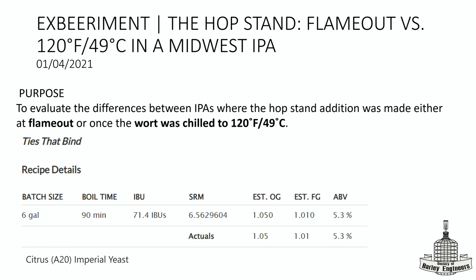And, you know, we all believe that that's giving us this big effect, partially because if you get down below this temperature, you're not isomerizing any alpha acids anymore. So you're definitely not adding any bitterness to your beer. So you could put in a lot of hops if you wanted.